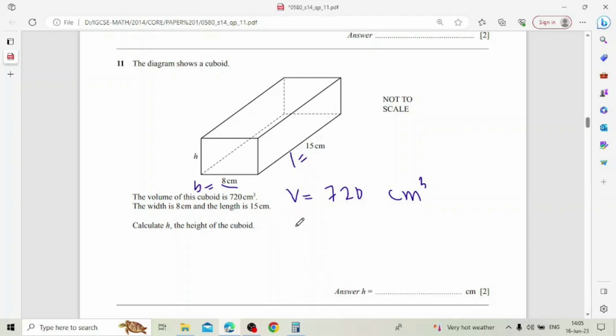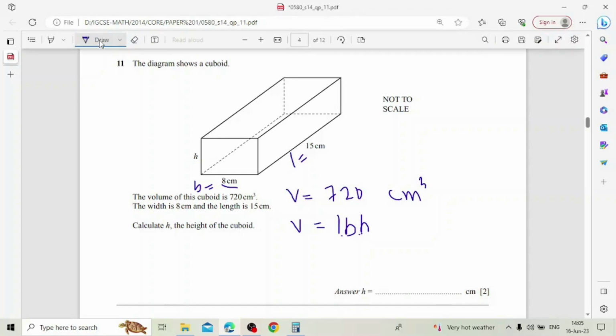So the formula for the volume of the cuboid is length times breadth or width times height. Yes, length times breadth times height. You can use dots over there, or without them as well you can use it. So this is the formula for volume of the cuboid.